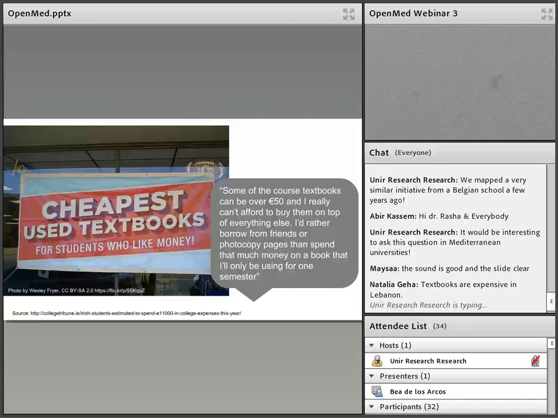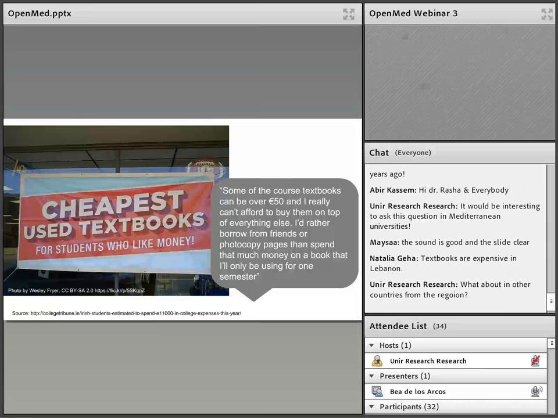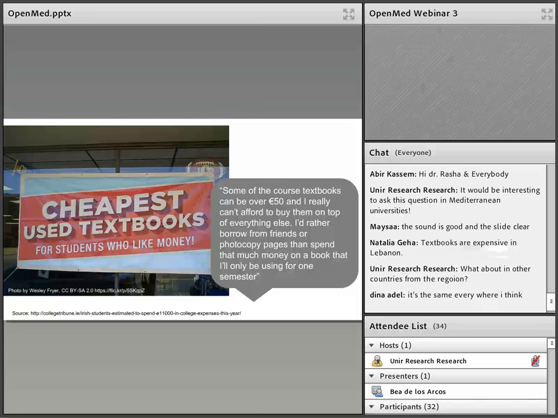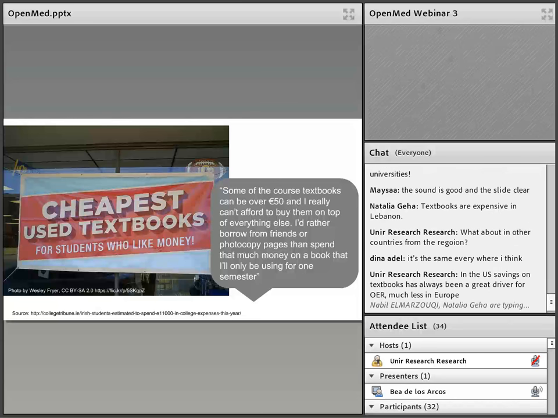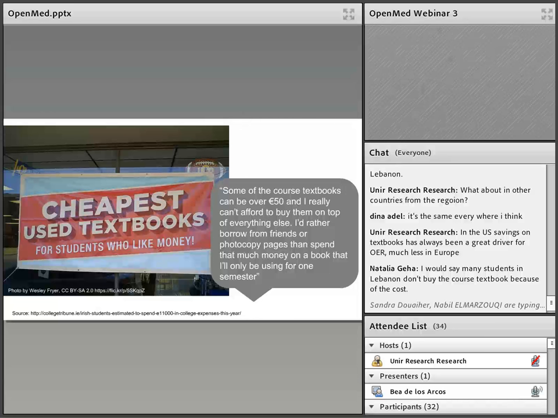I want to bring you a quote, because I was doing some research recently about students in Ireland. So we're moving from the US to the UK and to Ireland, and this is a student saying, well, some of the course textbooks can be over 50 euro, and I can't afford them. I'd rather borrow from friends, or use photocopies, than spend so much money on a book that I will only be using one semester. So I think it's one of these things that you buy a textbook, it is very expensive, and then you use one chapter or two chapters, you use it once, and that's it.